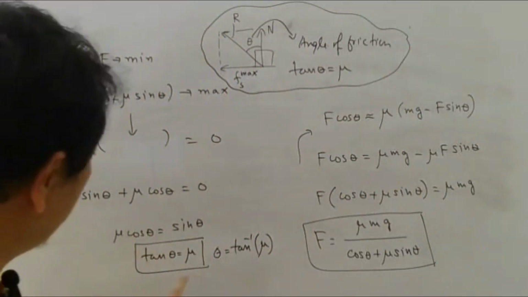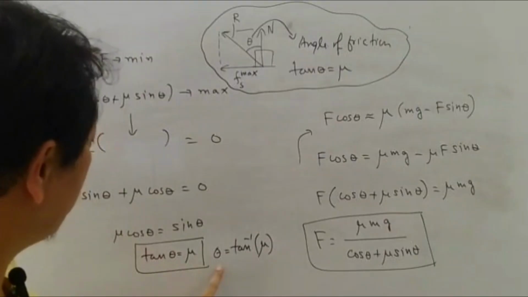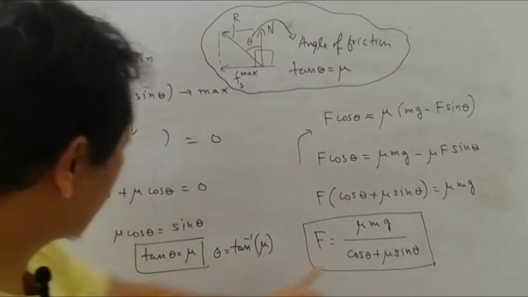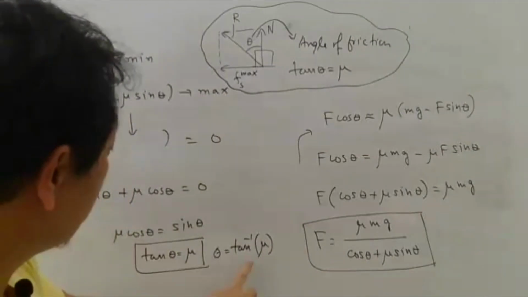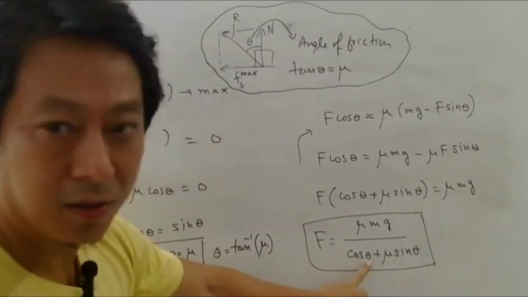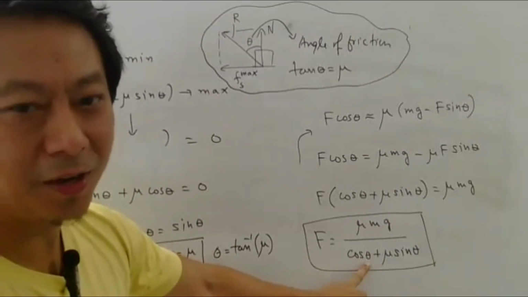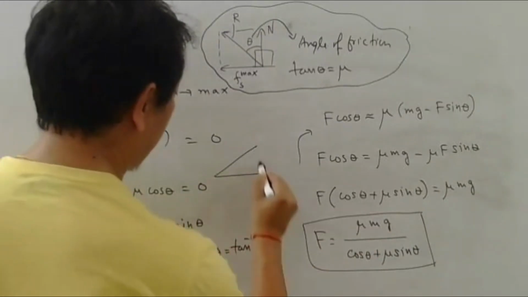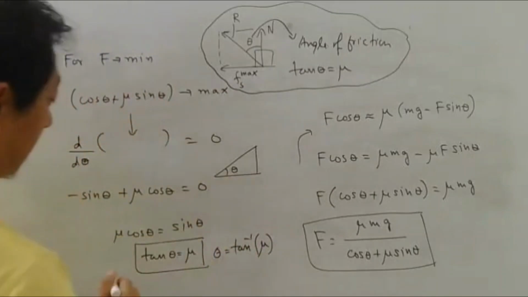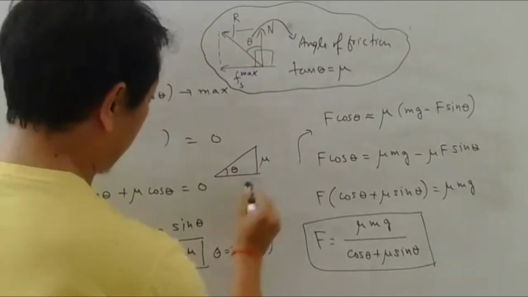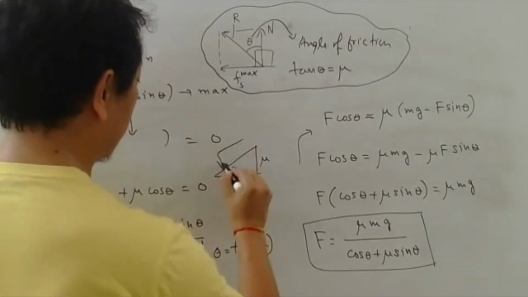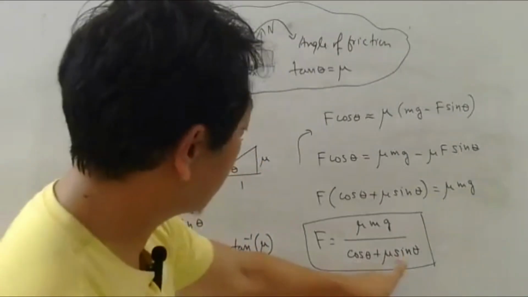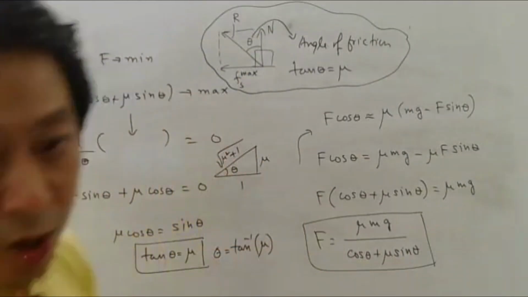Once you know the value of theta at which your force becomes minimum, you can substitute theta here. But don't substitute tan inverse mu directly, since who will find the cos of tan inverse? The best way: tan theta is mu. If you draw a triangle, this is theta, opposite is mu, adjacent is 1, so the hypotenuse is root over mu square plus 1. Now you can substitute for cos theta and sin theta.